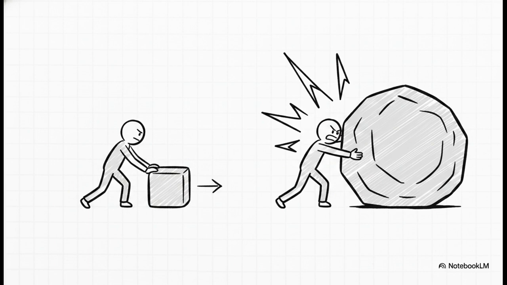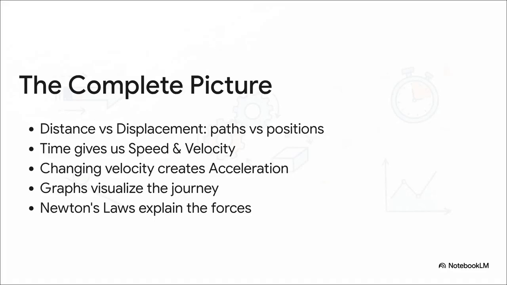Makes perfect sense, right? So, the crucial takeaway here is that by stacking these building blocks, we get the complete picture. We separate the messy path of distance from the straight arrow of displacement. We layer in time to get speed and velocity. We measure those changes with acceleration, track the whole thing on visual graphs, and finally apply Newton's forces to explain the why. By mastering these concepts, you can literally decode the movement of anything in the universe.